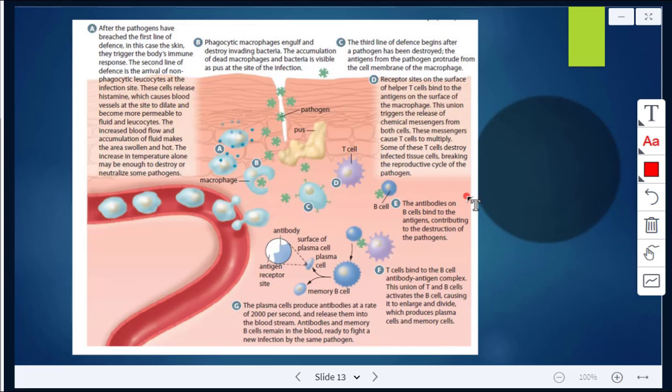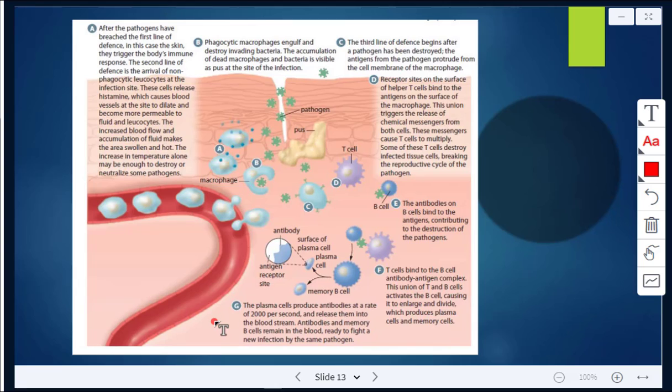And E, the antibodies on B cells bind to the antigens, contributing to the destruction of the pathogens. And then F, T cells bind to the B cell antibody-antigen complex, and this union activates the B cell, causing it to enlarge and divide. It produces plasma cells and memory cells. The plasma cells will produce more antibodies, about 2,000 per second, and release them into the bloodstream.